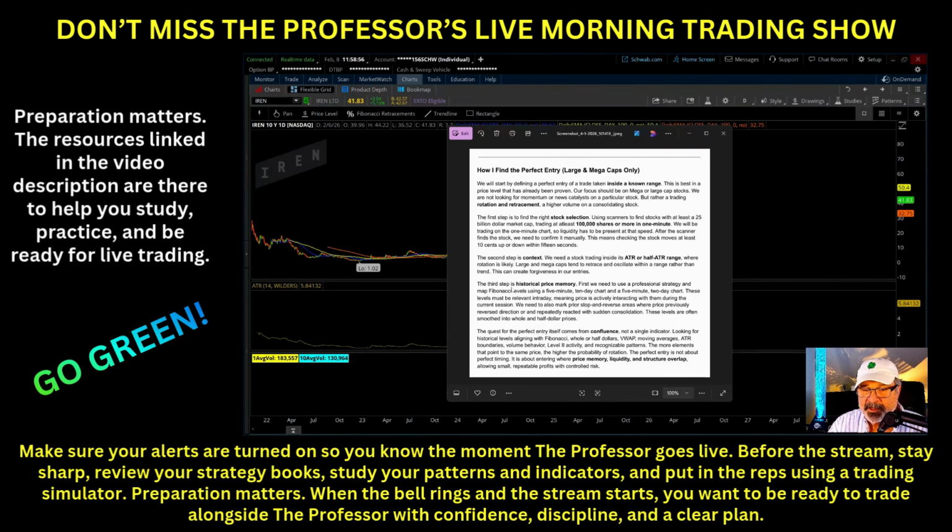The third step is historical price memory. First, we need to use professional strategy and map Fibonacci levels using a 5-minute 10-day chart and a 5-minute 2-day chart. We went over that. These levels must be relevant intraday, meaning price activity intraday within them during the current session.